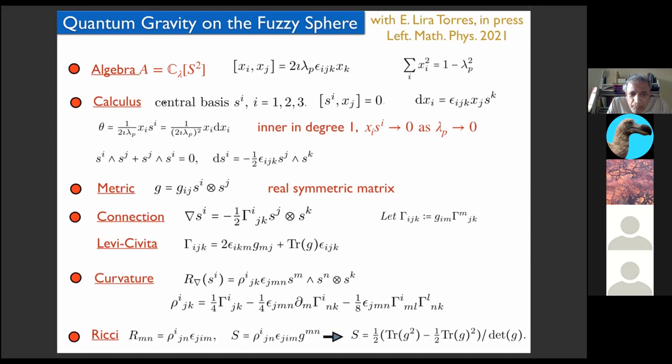Anyway, now the new thing we're doing is the differential calculus. So this is taken from my book with Edwin. We introduce omega-1, the one forms, by declaring a central basis, s_i. So they commute, and this is then the differential. So that defines the differential calculus. And we extend it to a whole differential graded algebra by saying that the s_i anti-commute.